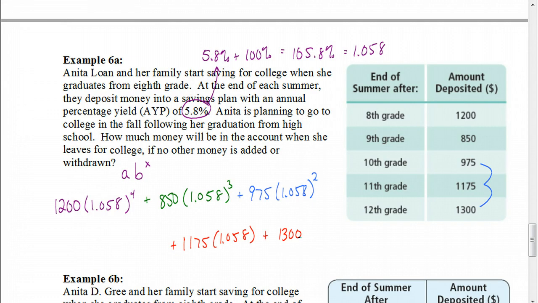And so if you type all of this in your calculator all at once, you end up getting your answer, and your answer would end up being $6,144.74. That is how much money she would have at the start of her first year of college.